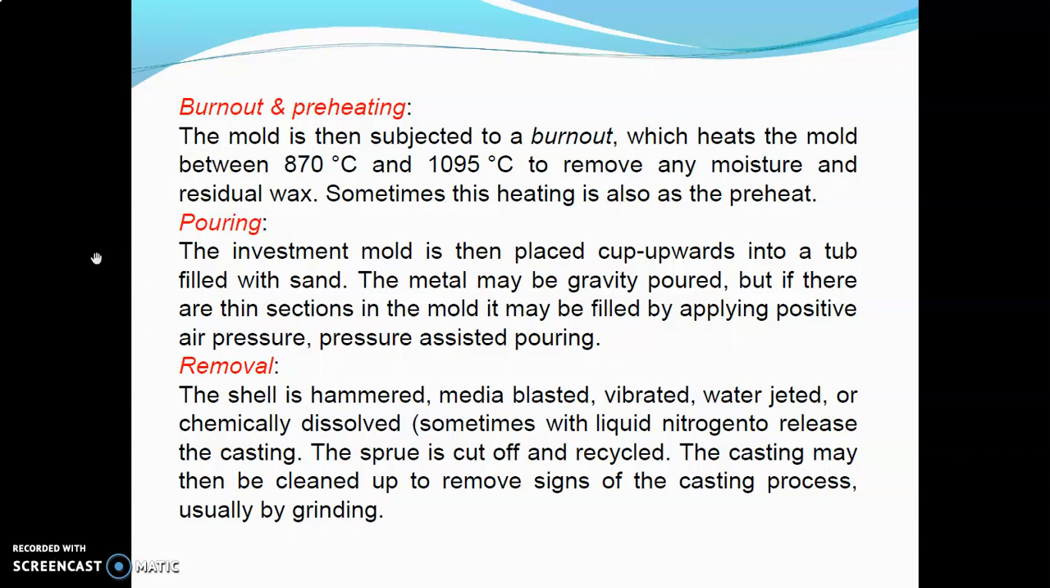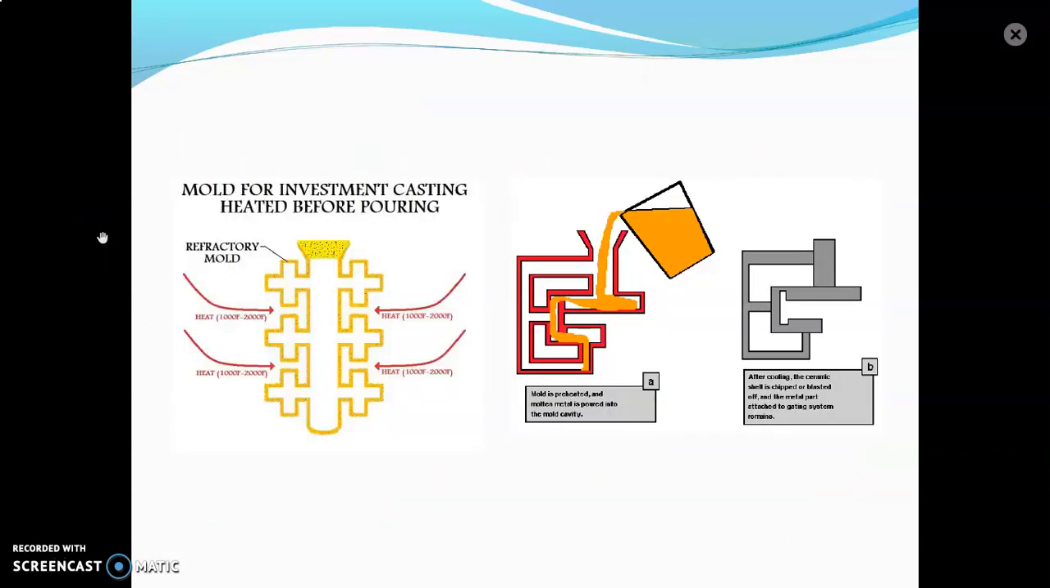And last is removal. The shell is hammered, media blasted, vibrated, water jetted, or chemically dissolved, sometimes with liquid used for dissolving. The spur is cut off and recycled. The casting may then be cleaned up to remove signs of the casting process, usually by grinding. So these are the number of steps that we have to follow. Here you can see a mold for investment casting heated before pouring.